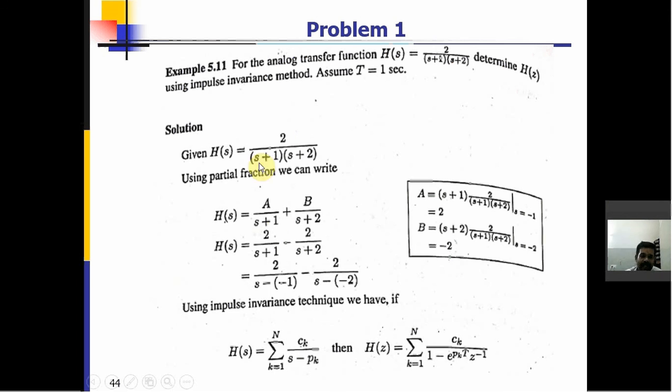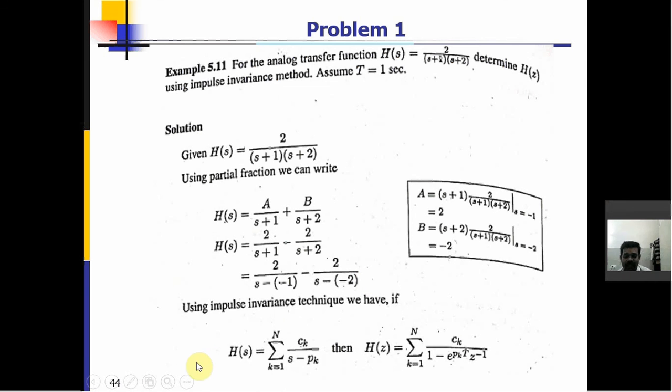How will we get the value of A? H(s) into (s plus 1) at s equals minus 1. Similarly, how will you get the value of B? H(s) into (s plus 2) at s equals minus 2. While substituting this in H(s), you will get the values of A and B. So here we are getting the value of A as 2 and the value of B as minus 2. So we get 2 divided by s minus (minus 1), which becomes s plus 1, and minus 2 divided by s minus (minus 2).